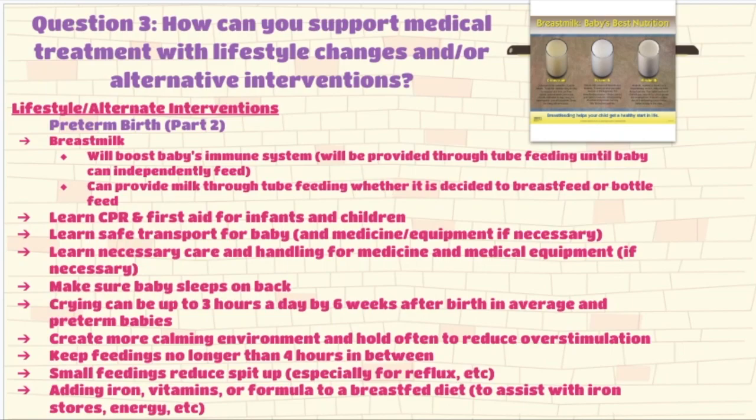Crying can average up to about 3 hours a day by 6 weeks for average birth and preterm birth. The best way to support their crying and comfort is to create a more calming environment and hold them often to reduce overstimulation. It's best to not keep feedings longer than 4 hours in between, as this can dehydrate and cause other challenges in the future if you do so.